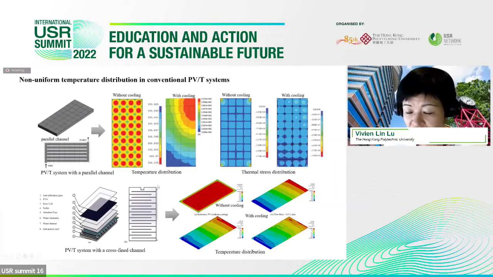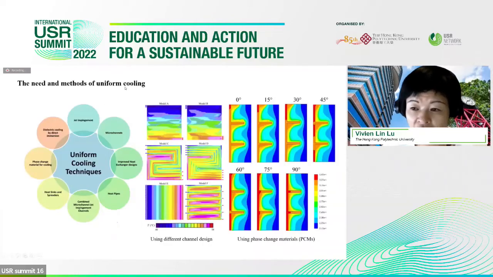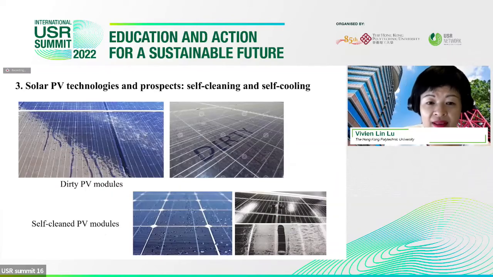Even if we provide thermal energy utilization, it still cannot solve the problem of non-uniform temperature distribution. So I have one ongoing project to provide uniform cooling of solar PV panels, and at the same time utilize the thermal energy in a smart way. The solar energy utilization ratio can be increased to 70%.